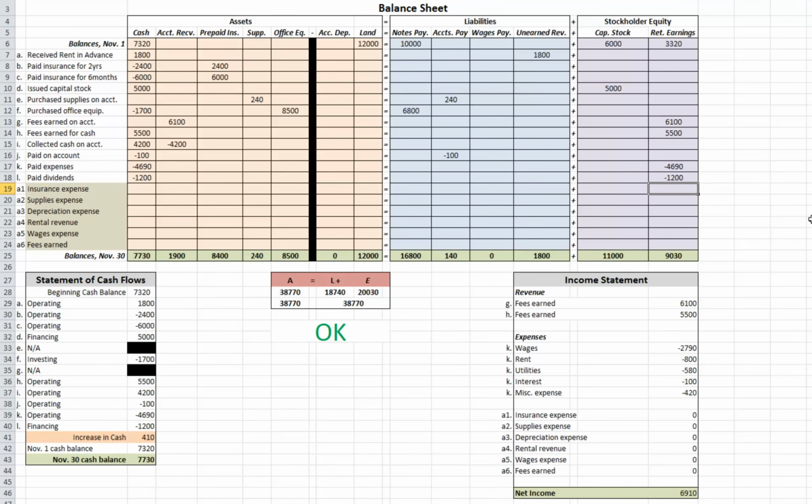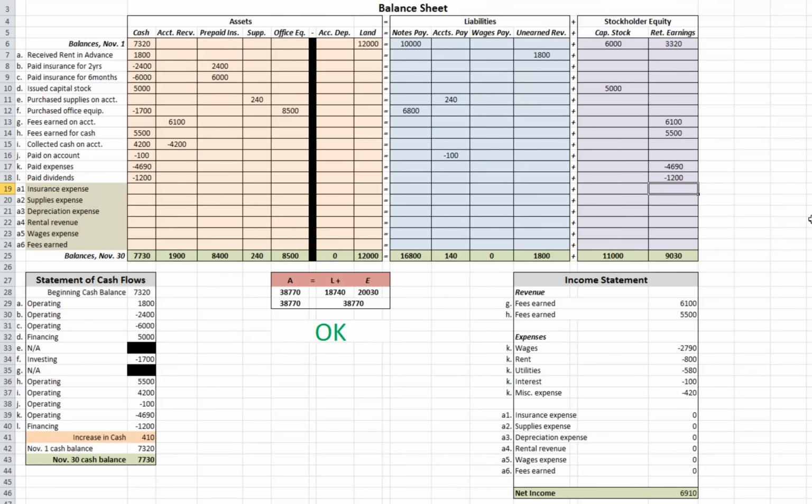Under accounts payable, we have $140. That's because we've already paid off $100 of our $240 equipment purchase. In unearned revenue, we have $1,800. Because remember, we are obligated to have our partner company use our land as a parking lot.